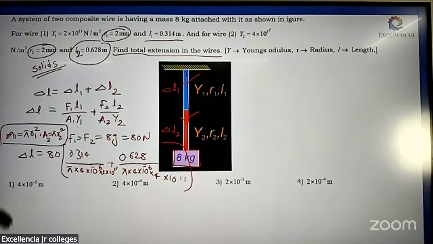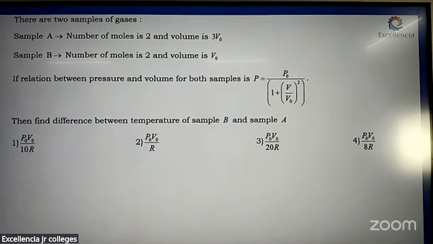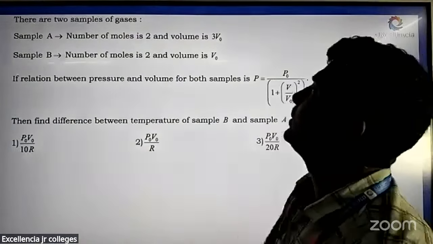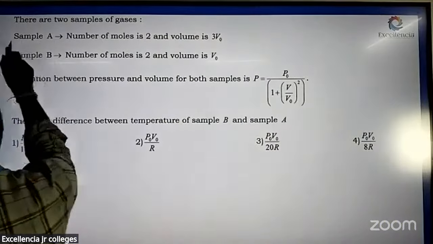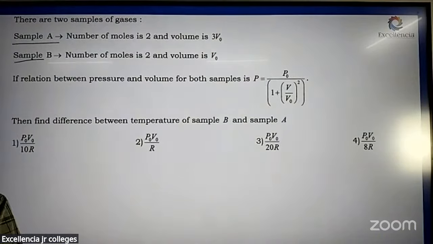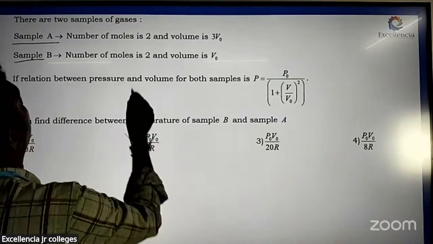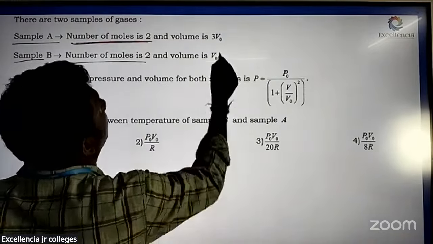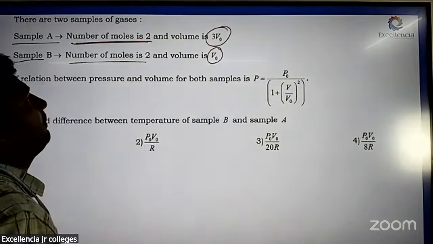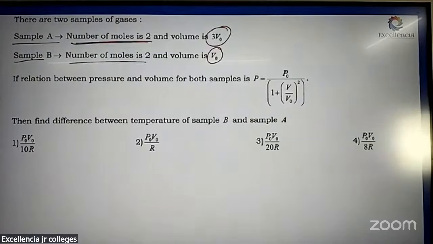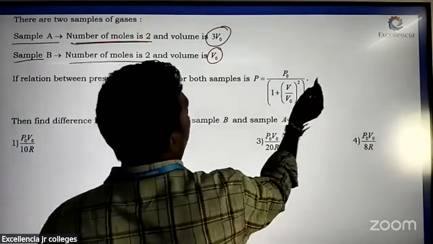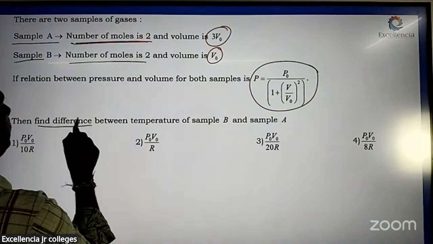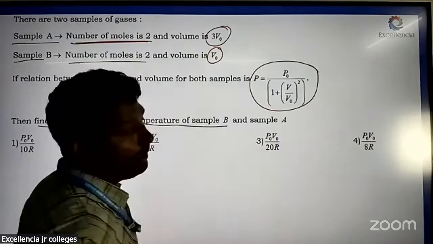Now we are going for the next question, the 9th question. See here, this is from thermodynamics. There are two samples of gases, gas A or sample A and gas B, and for both there are 2 moles, but at different volumes. One is 3V0 and another is V0. They give a relation between pressure and volume, and they are asking us to find the difference between the temperature of sample B and A.